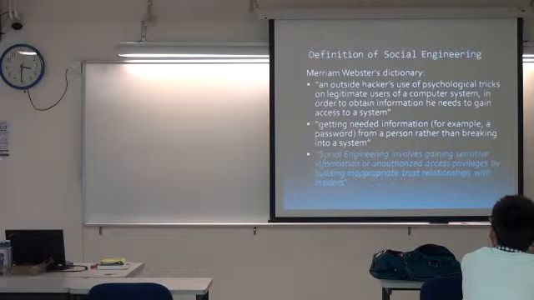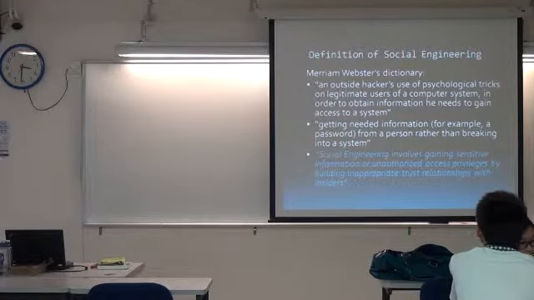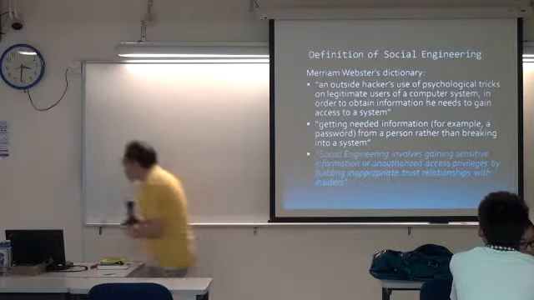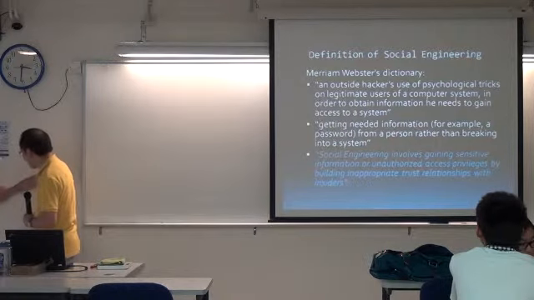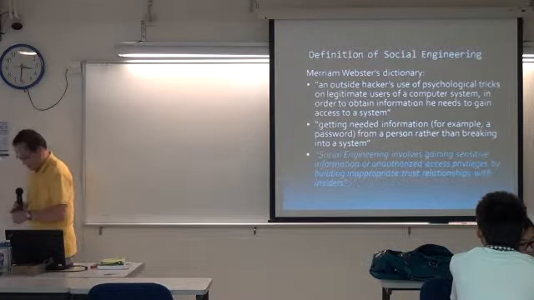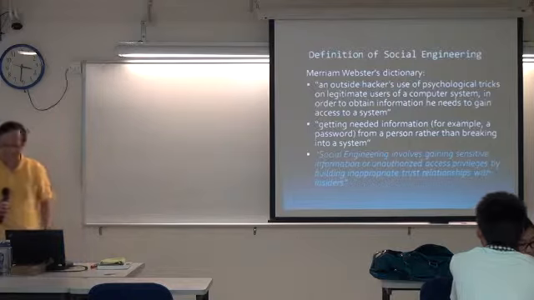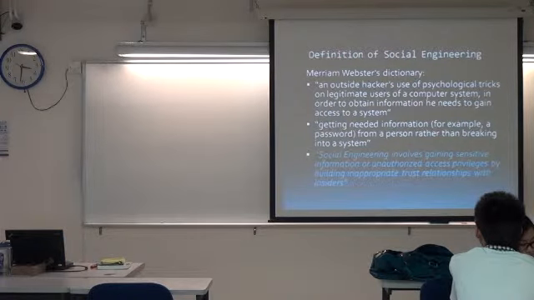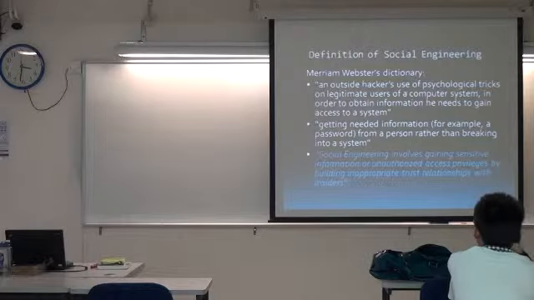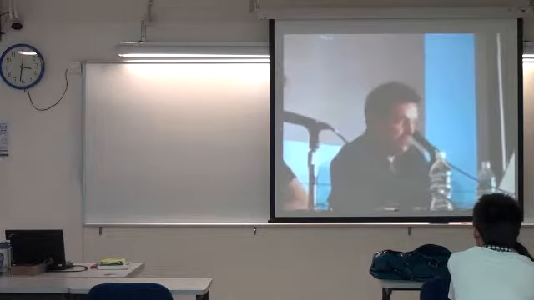According to Merriam-Webster's dictionary, it's an outside hacker's use of psychological tricks on legitimate users of a computer system in order to obtain information he needs to gain access to a system. Or it's getting needed information, for example a password, from a person rather than breaking into a system. Or social engineering involves gaining sensitive information or unauthorized access privileges by building inappropriate trust relationships with insiders.